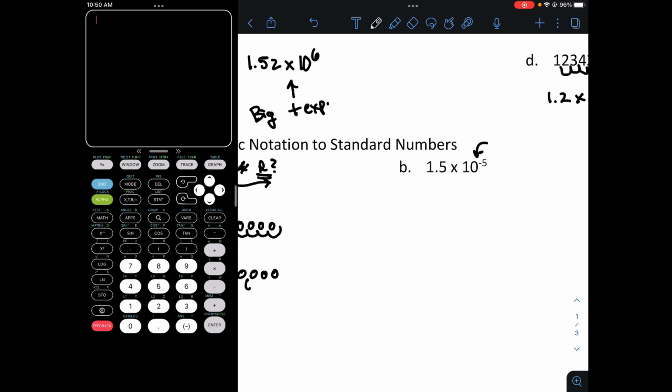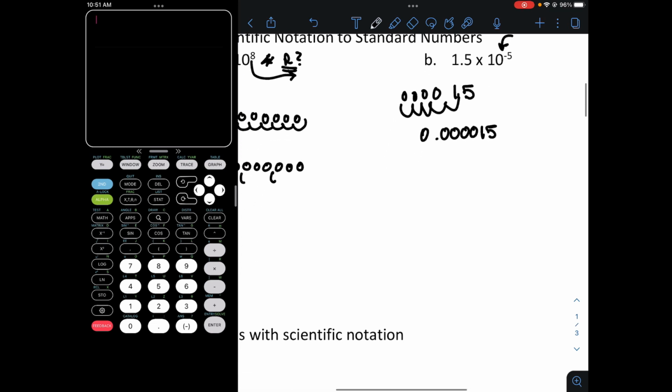On the other side, we're moving to the left. So if it's negative, then you are moving to the left. So 1.5, 1, 2, 3, 4, 5. So moving behind that 1 is one movement. So we have 0.00001, and that is the way to move it left and right.